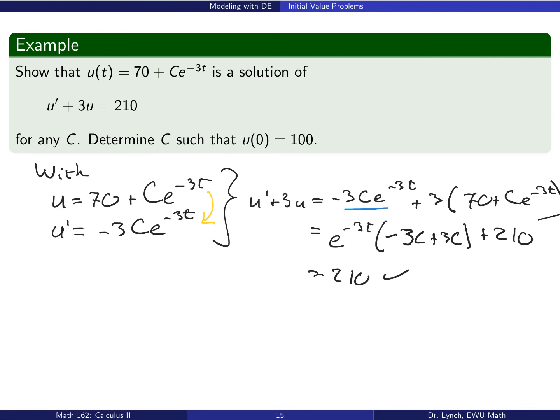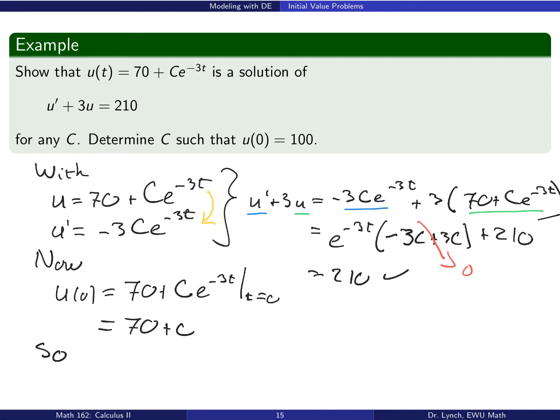Here's the derivative, and 3 times the function itself. Simplify, simplify, simplify. We see that multiplying the exponential term is negative 3c plus 3c, which reduces to 0, and we end up with 210 as we expect. Okay, so our function is a solution for any value c. In order to determine c such that u of 0 is 100, we'll just go ahead and plug in 0 and pick the c that works.